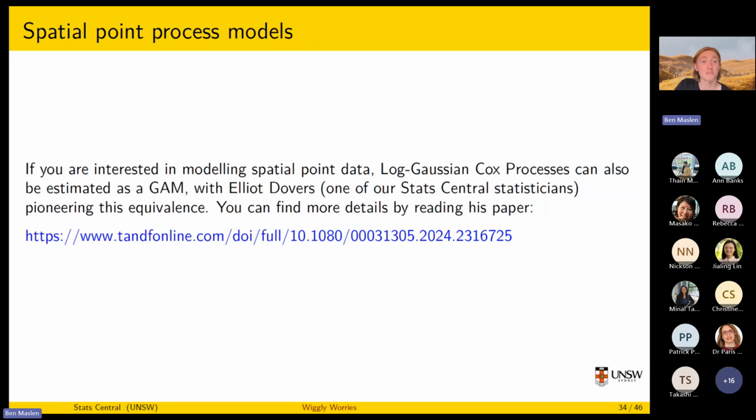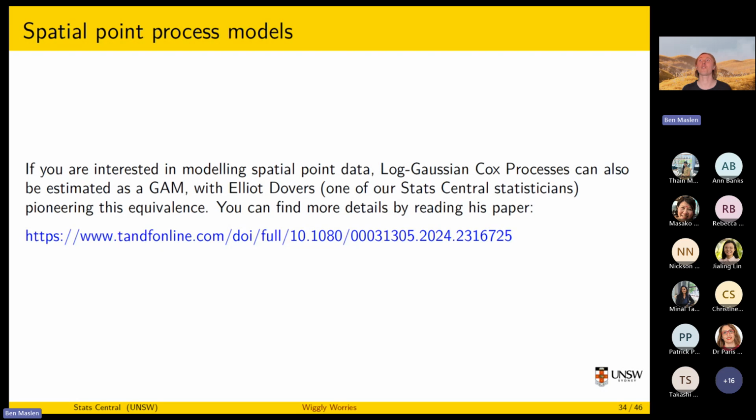You can also fit spatial point process models using a GAM. If you're interested in modeling spatial point data, for example, it's common in ecology when researchers go out and count a bunch of animals and record the spatial location of those animals. You have a bunch of environmental predictors, and you're trying to predict the distribution of where these animals generally live. A log Gaussian Cox process is a good way to do it.